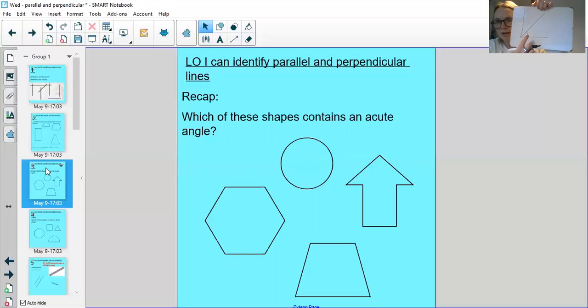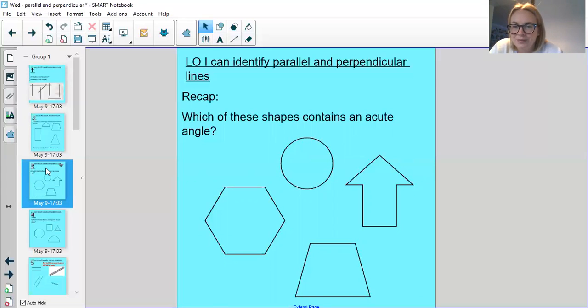This would be an acute angle, measuring that turn, less than 90 degrees. So pause the video, see how many acute angles you can spot in each shape. Are there acute angles in every shape? Have a look. Okay, so the circle. Did you spot any acute angles in the circle? I hope you're saying, no, I didn't, Mrs. Tiernan. Okay, so no acute angles in the circle.